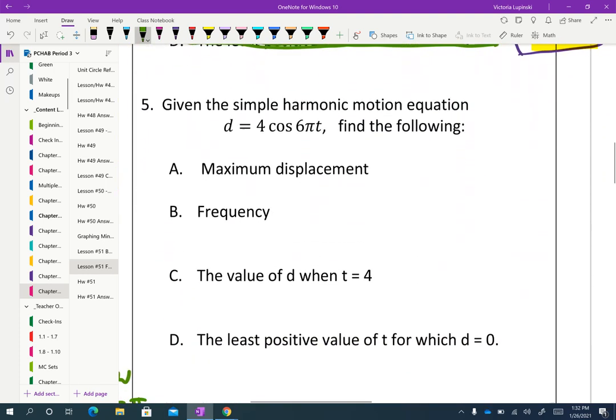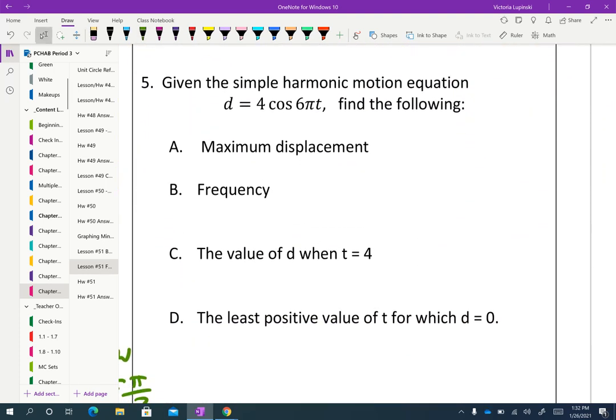So let's go ahead and try 5, which is a very similar scenario here. So given this harmonic motion equation, we're going to be asked to find the following. And obviously, it should get easier the more you do of these. So the maximum displacement, with very little work, you should hopefully understand that that is the amplitude, which is, of course, going to be 4.